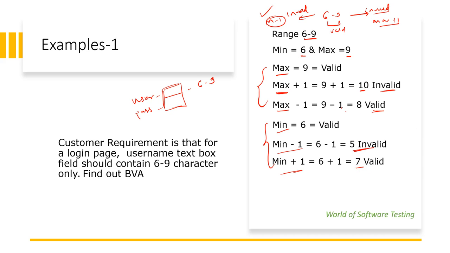If you want to test this text box, we should try the valid values. If we use the valid values and they get accepted, this is positive testing, so that should get accepted. And if you try to use the invalid values, they should not be accepted in this user box because those are invalid values.